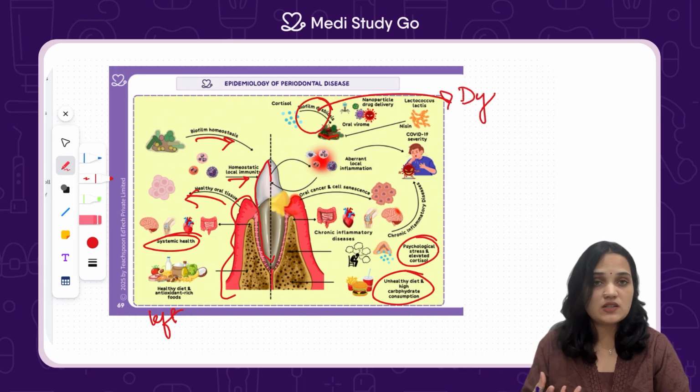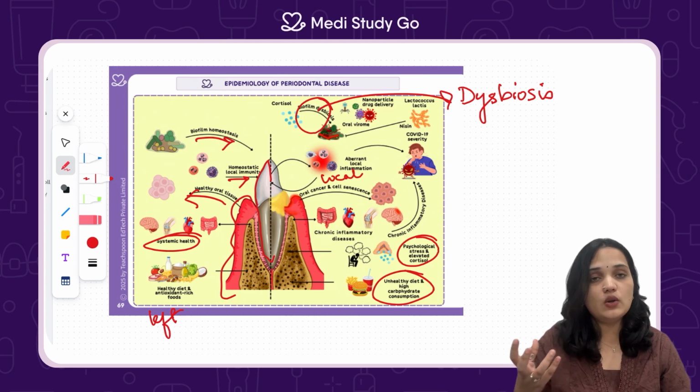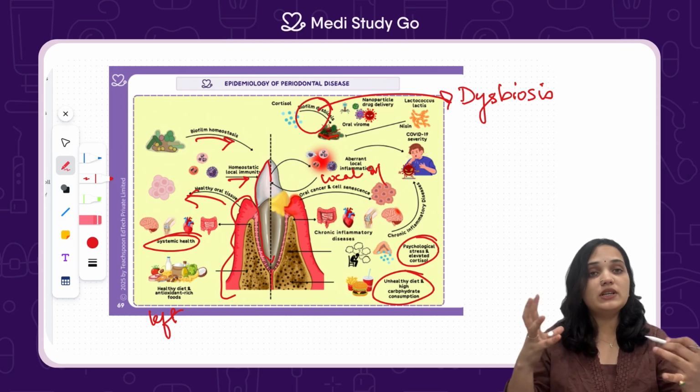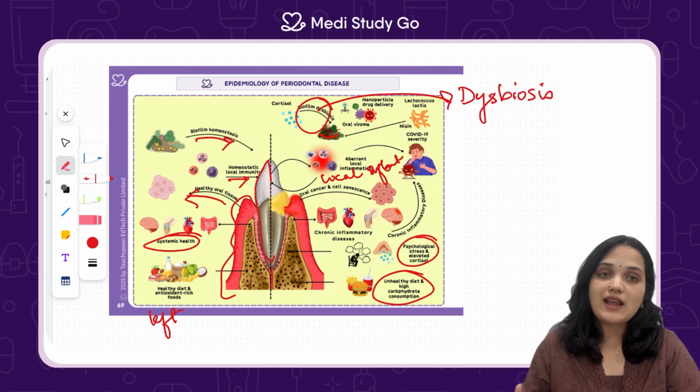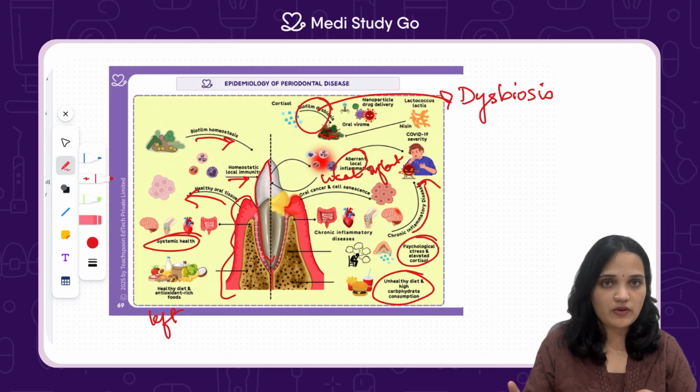You see links with the heart, with the gut, with the brain. Even conditions like COVID severity have been linked to this. So this is not just a local disease, it's part of a bigger inflammatory cycle. Now, once you understand the disease, prevention becomes quite straightforward.